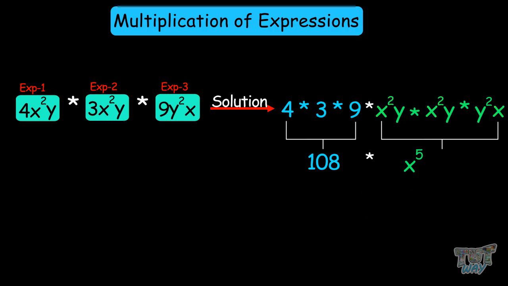Next, we multiply the 3 y's. So we have y to the power 1 times y to the power 1 times y to the power 2. They all have the same base, so we add the exponents, and we get y to the power of 4.